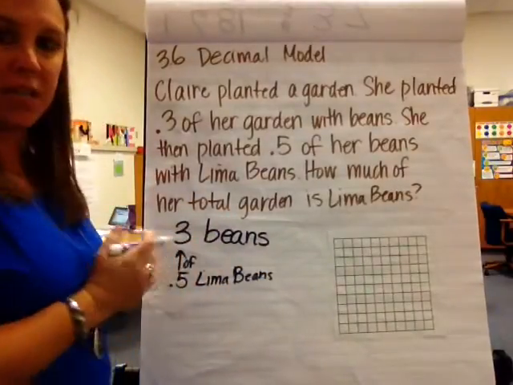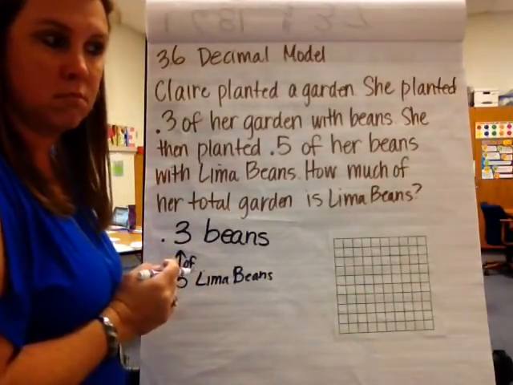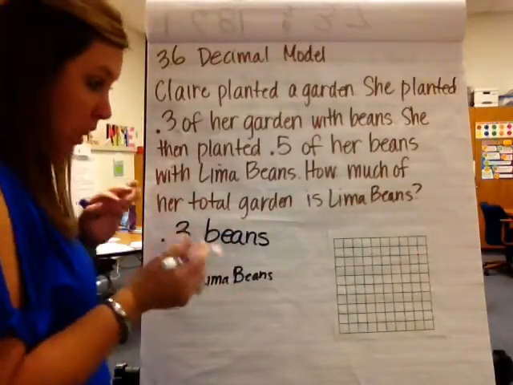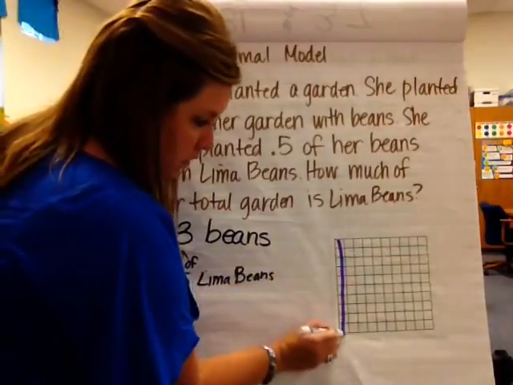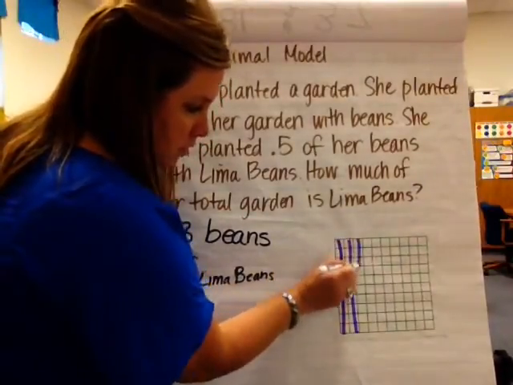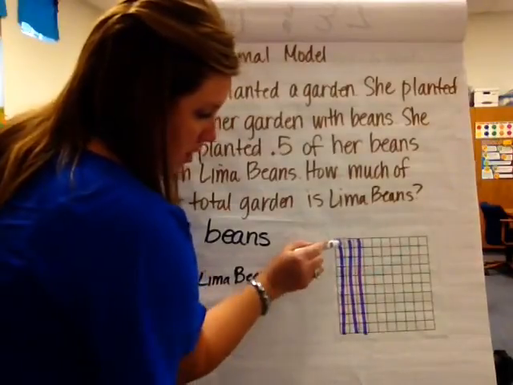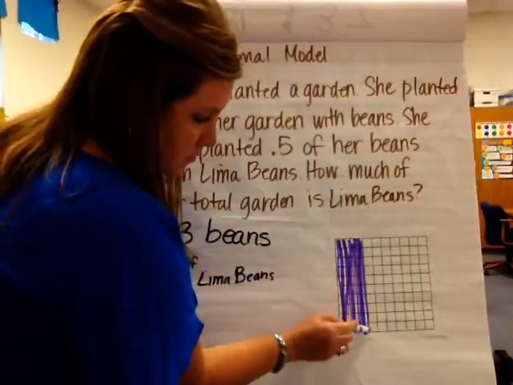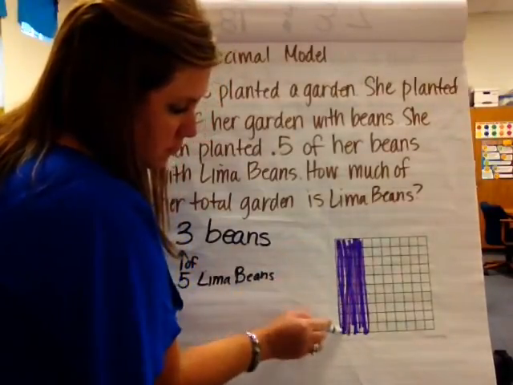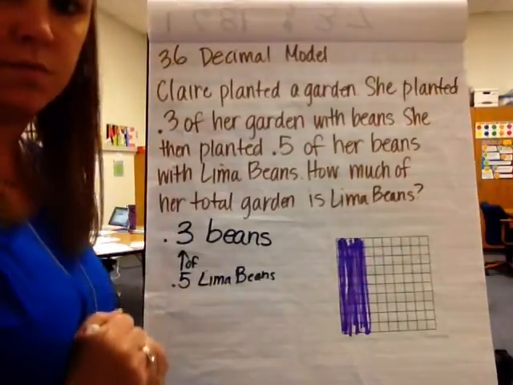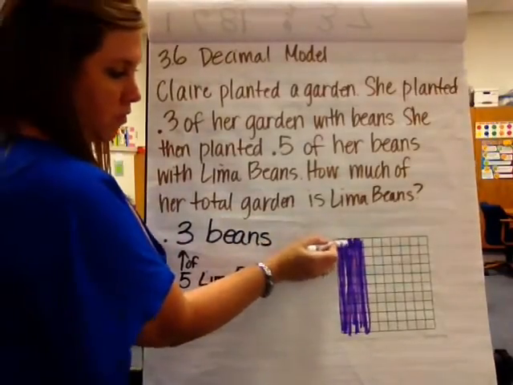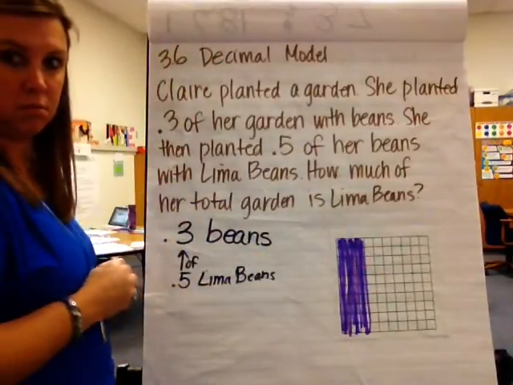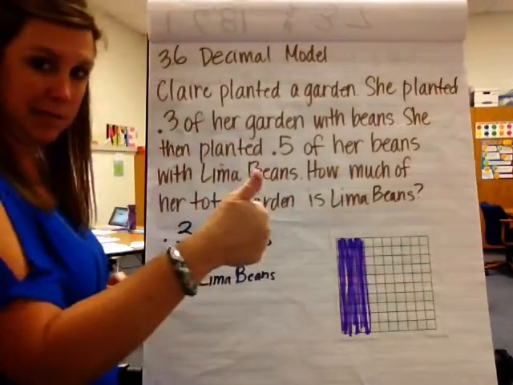Well, I'm going to do 3/10. How do I show 3/10? How would I show 3/10? If I said, please color 3/10, what would you color? You would color 3 rods, right? 1, 2, 3. Okay? Does that make sense? So 3/10 is beans.